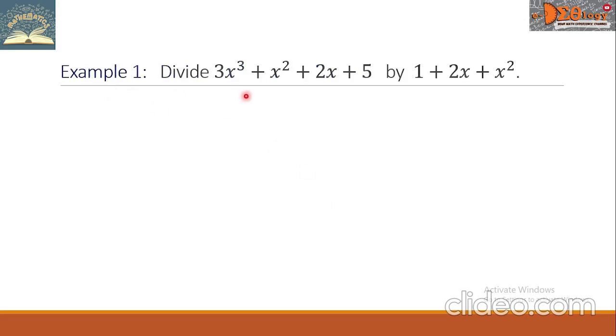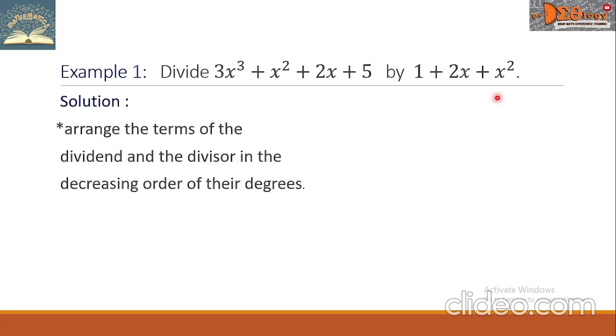Example 1. Divide 3x cubed plus x squared plus 2x plus 5 by 1 plus 2x plus x squared. The first step is to arrange the terms of the dividend and the divisor in the decreasing order of their degrees. After that, we put them in the division box. So the dividend is here, 3x cubed plus x squared plus 2x plus 5. For the divisor, we have this x squared plus 2x plus 1.